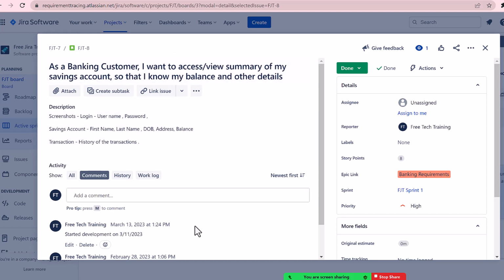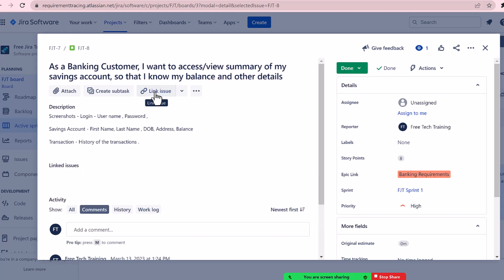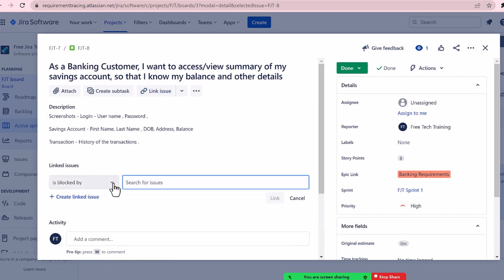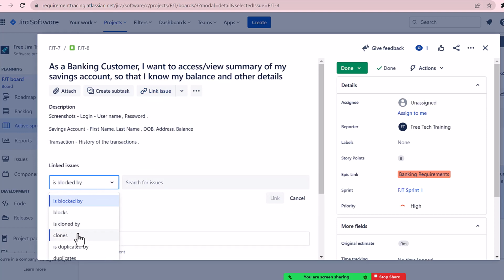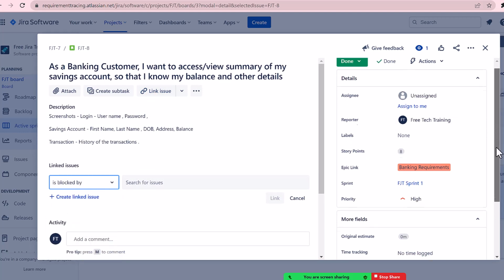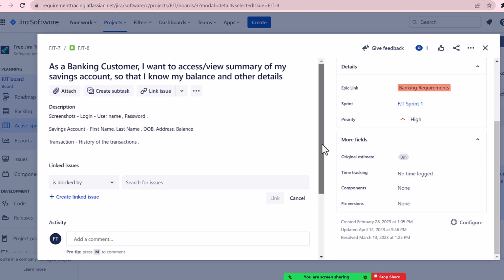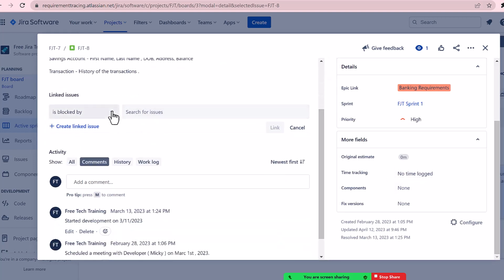So even if you write all your stories in your Jira board, your business owners will have access to it, and they'll be able to see all of this. You can always link, if you click on link, you can link multiple issues here. If you see here, it is cloned by, duplicated by, you have a lot of options. You can link issues.